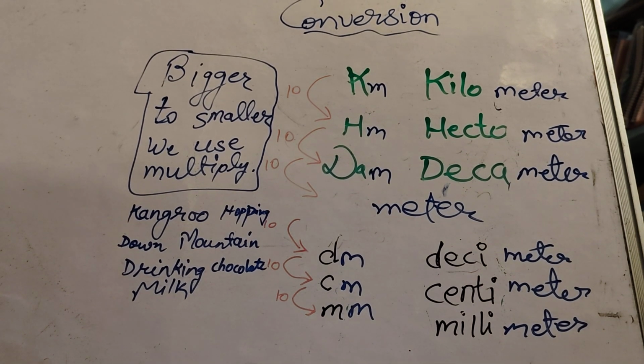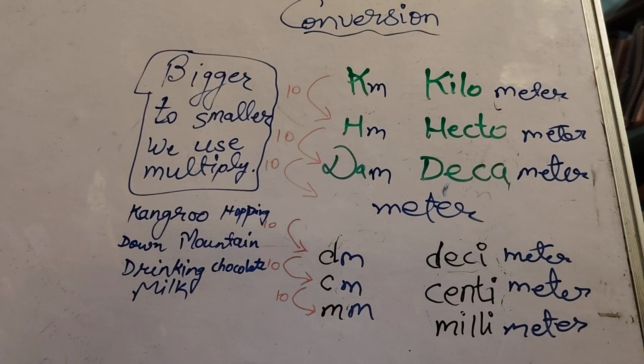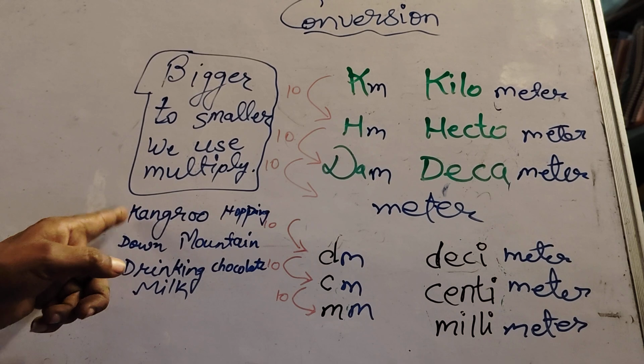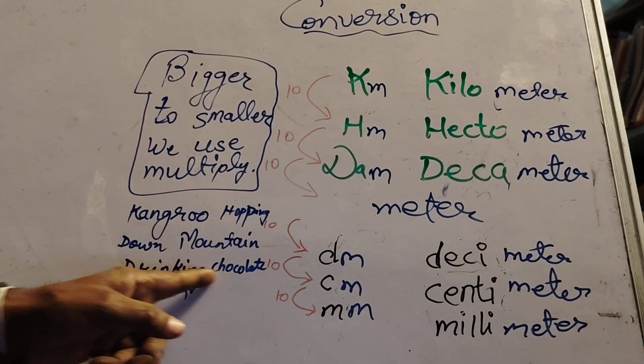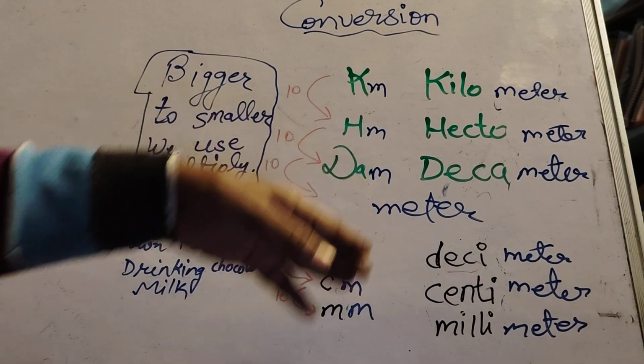Okay, it is easy for you to learn. But what did you add at the end? Milk. Kangaroo hopping down mountain drinking chocolate milk. Okay. M for milli, M for milk. So there are two M.